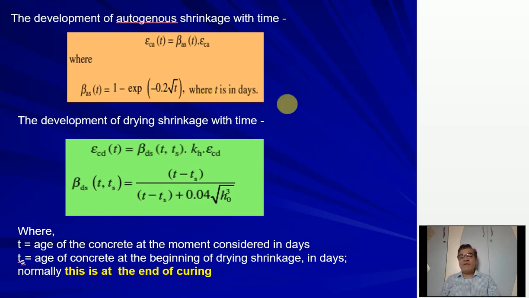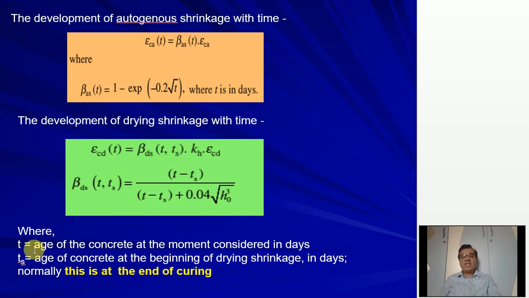Now what is this t? It is the age of concrete at the moment considered in days. That means after how many days? After 28 days, after 6 months, after 1 year. So in days we have to substitute that value in this equation. Okay, and this is the multiplication factor to this autogeneous shrinkage strain. Similarly, for drying shrinkage, we have this another equation, epsilon Cd of t is a function of time, epsilon Cd of t comma ts. So what is t comma ts?